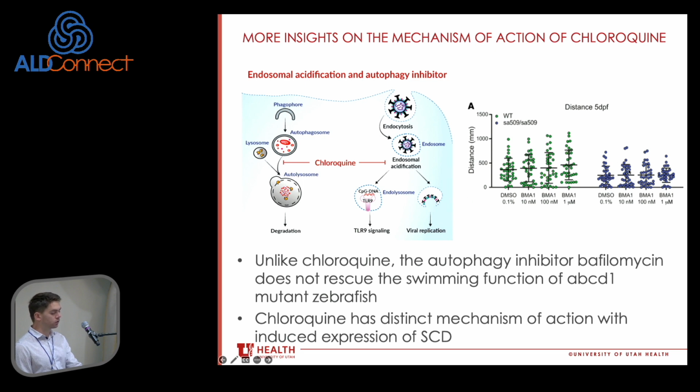with that in mind, we also tested a similar lysosomotropic compound, which is called bafilomycin, which is also an autophagy blocker. And you can see on the right that it doesn't have the same effect as chloroquine, and it's not able to rescue the motor phenotype in ABCD1 mutants, which is really suggesting that there's a distinct mechanism of action of chloroquine, which is at least partially through the induced expression of SCD. And that's something that we're really interested in and want to investigate.